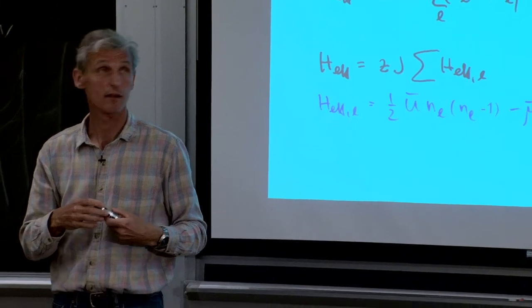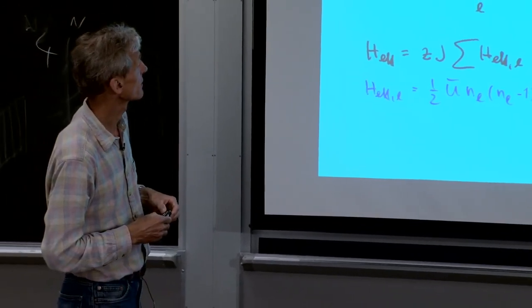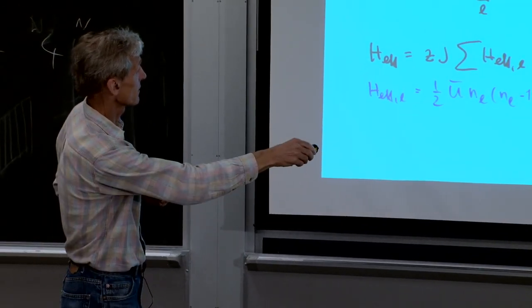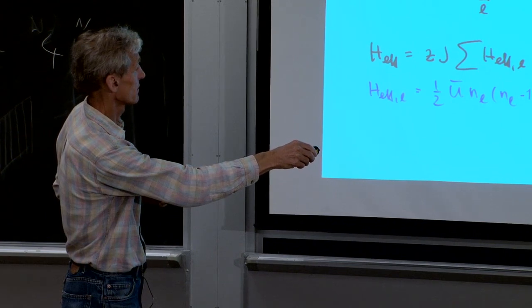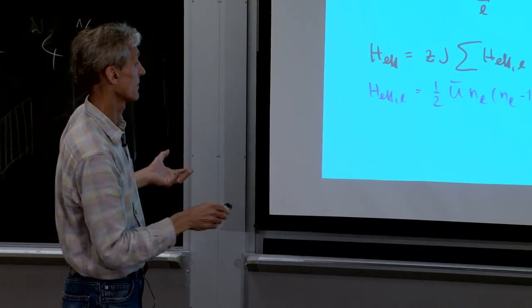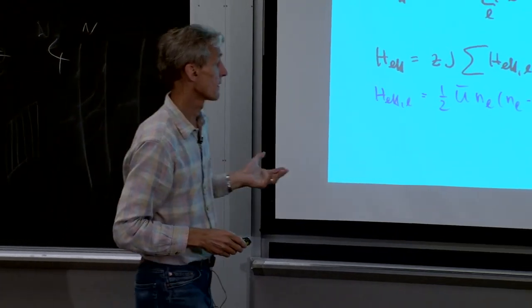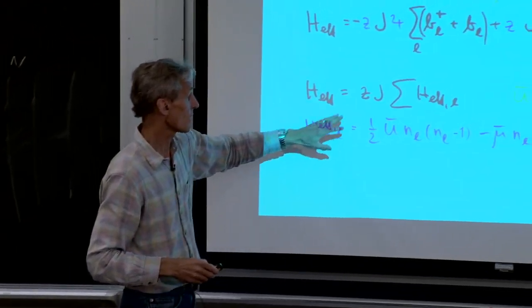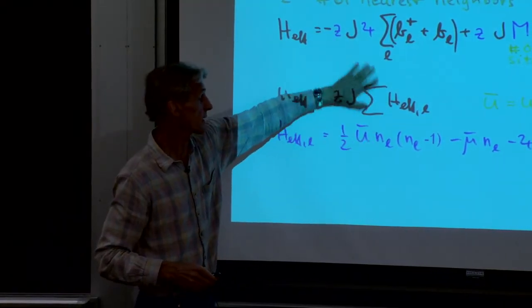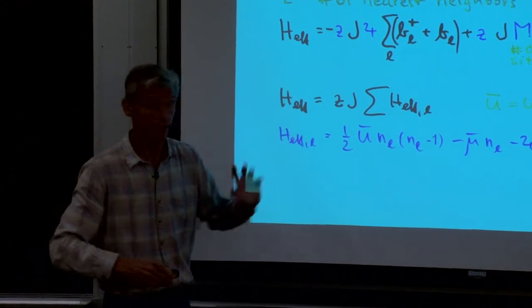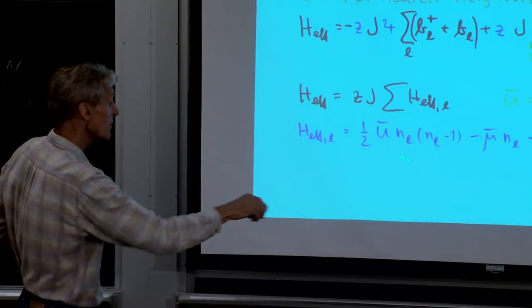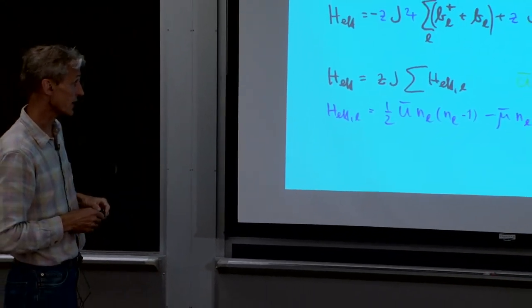Colin? What happened to the J psi squared term? This here? Oh, okay, yeah, sorry. So instead of solving for the sum, I can just solve for each site individually. And this is now my effective Hamiltonian for each site.